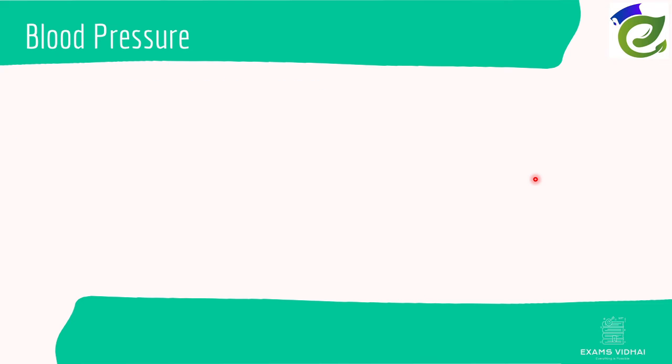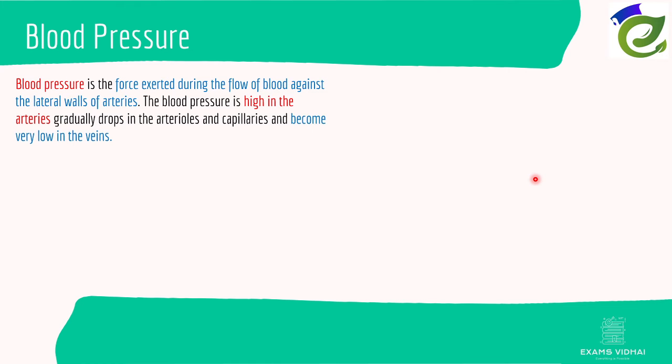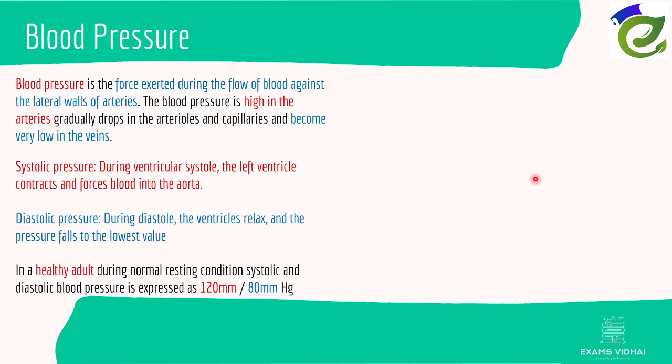Blood pressure is the force exerted during the flow of blood against the lateral walls of arteries or veins. The systolic pressure is during ventricular systole, when the left ventricle contracts, forcing the blood into the aorta, and diastolic pressure is when the ventricle relaxes and the pressure falls to the lowest. Systolic is the highest measured pressure during a heartbeat, and diastolic is the lower measured pressure during a heartbeat.